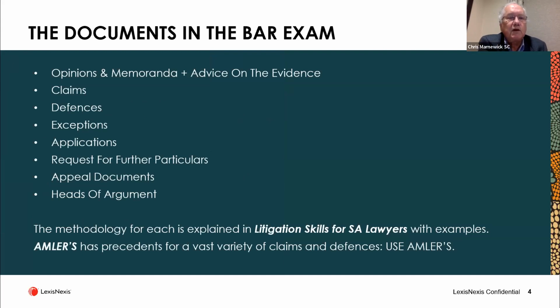Now, these are the documents that are in the bar exam for legal writing. Opinions and memoranda and advice on evidence. They are a species of their own. Then we get to claims, then defenses, then exceptions, which are a species of defenses. Then we have applications, which means notice of motion and affidavits. Then we have a request for further particulars, then some appellate documents and heads of argument, which would be relevant also to your civil trials exam.